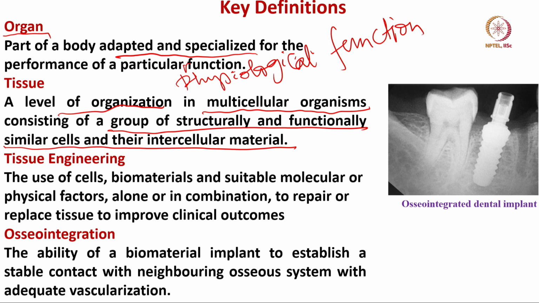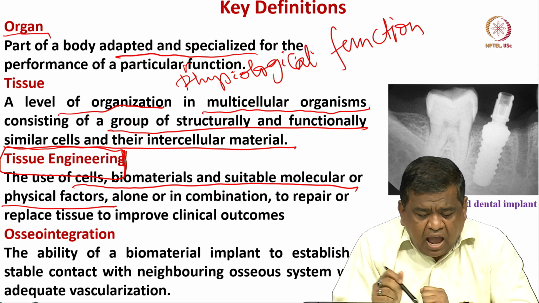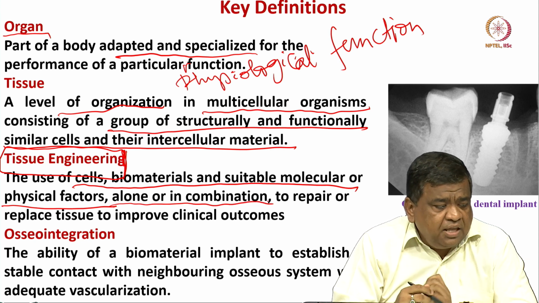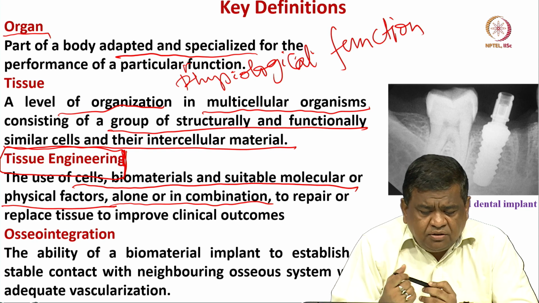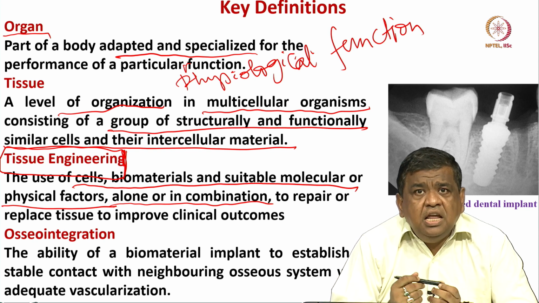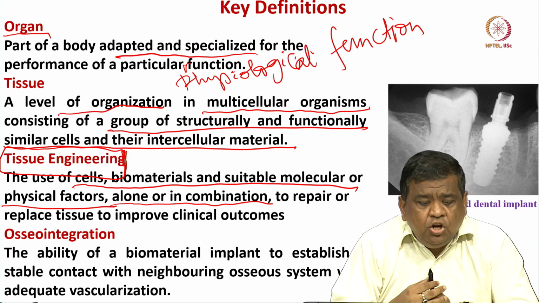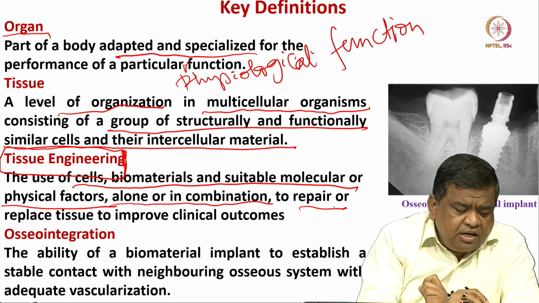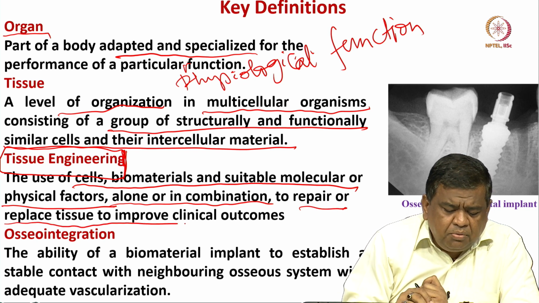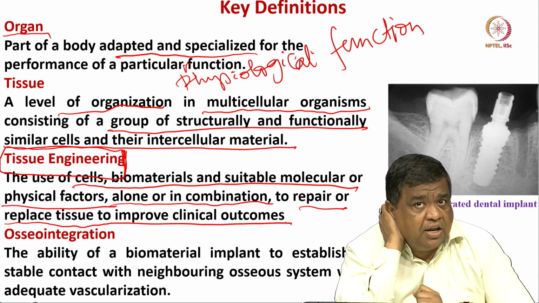Tissue engineering means cells, biomaterials and suitable molecular physical factors. I will explain tissue engineering in more detail in some of the subsequent slides. Alone or in combination, that means the cells, biomaterials and suitable molecules, if they are being used alone or in combination to repair or replace tissue, either it can be used for repair or you can regenerate tissues to improve clinical outcomes.